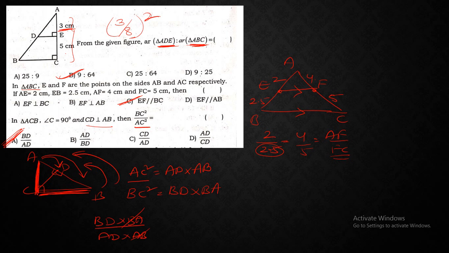So this is nothing but the thing which we need to remember. If I want AC square, then this part into this whole. The same way, if I want this particular part, then you need to go this way, right?